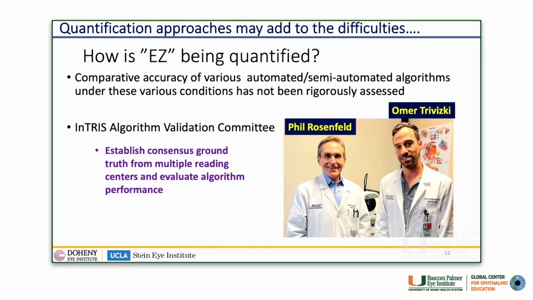And so because we don't have this consensus and we don't really know what these different algorithms are doing, I'm really pleased that Omer Tversky and Phil Rosenfeld, through the International Retinal Imaging Society, have established this algorithm validation committee so we can get a consensus ground truth from multiple reading centers and then have a way of really evaluating the performance of different algorithms. So we look forward to that in the future.